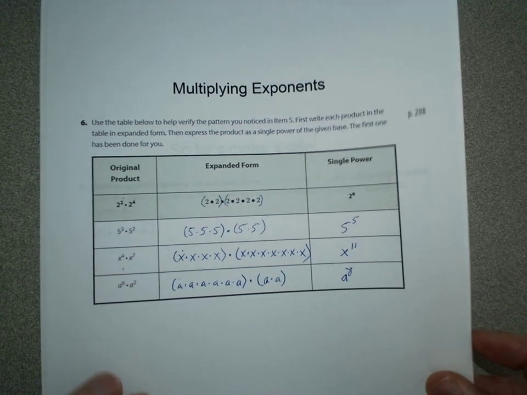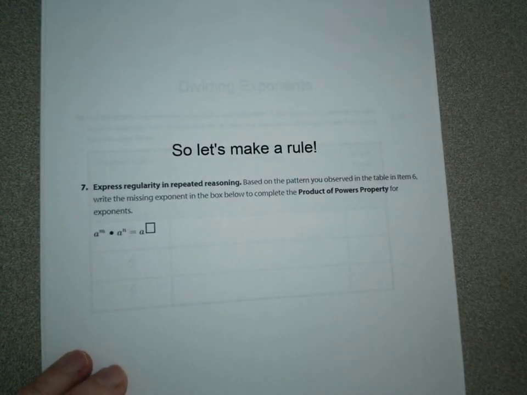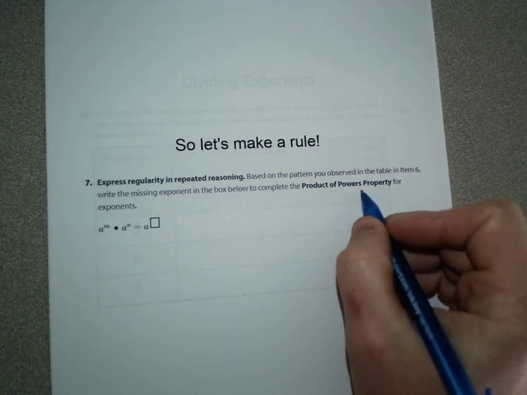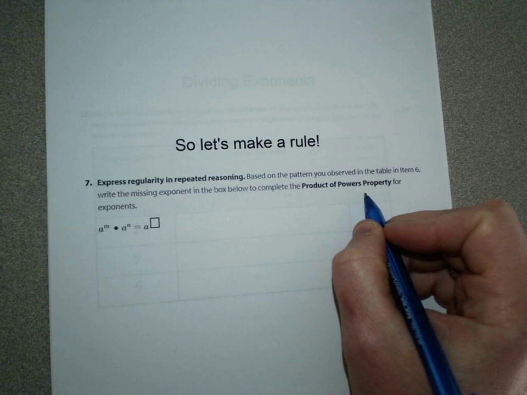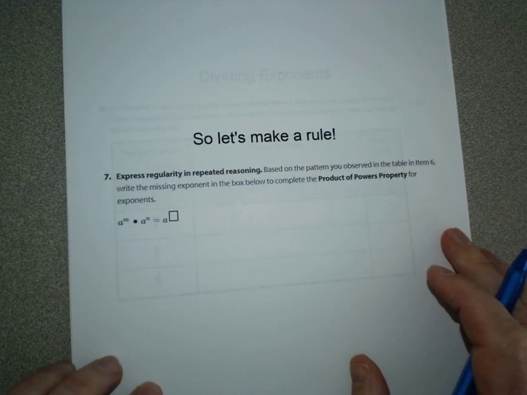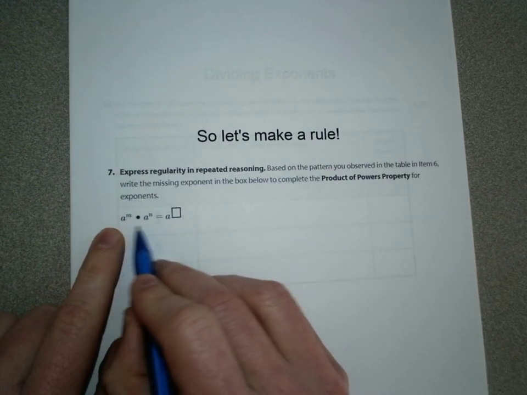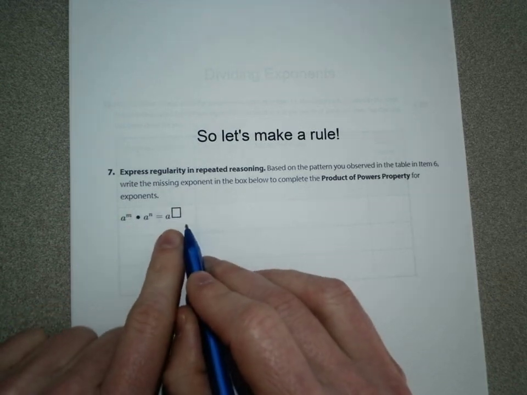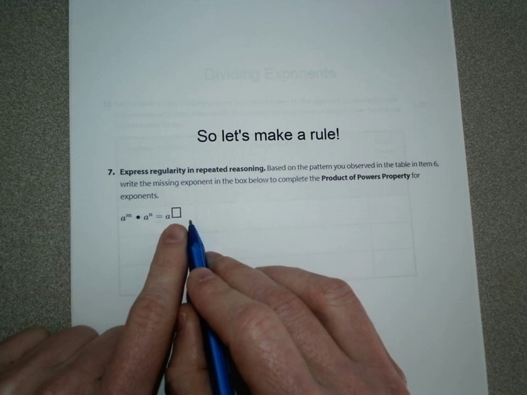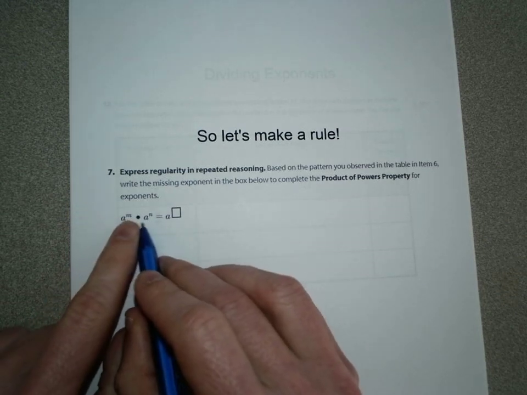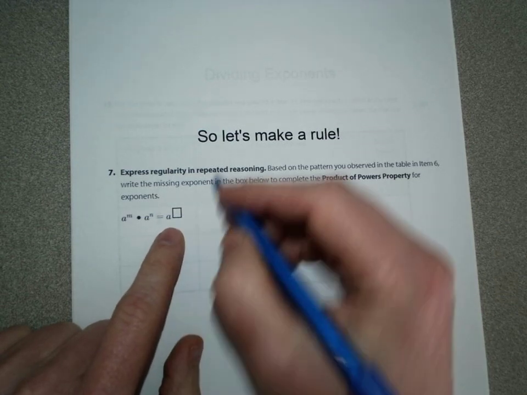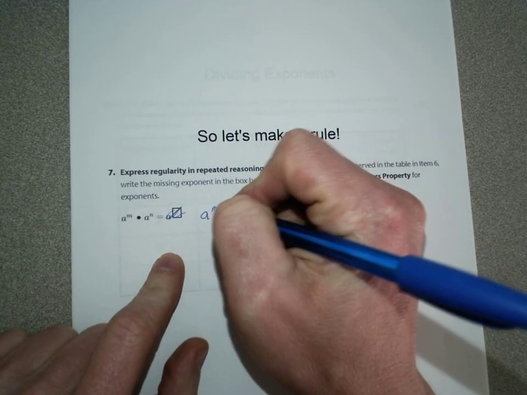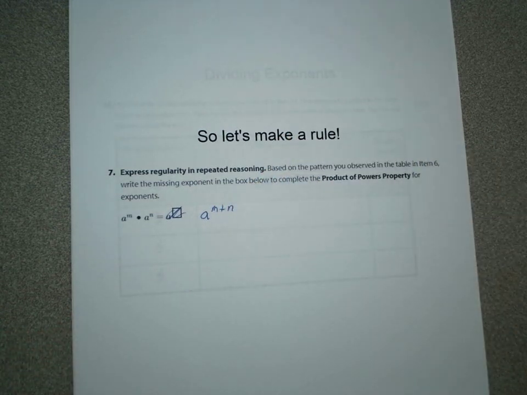All we're doing, and if you go to number 7, this is where we get our rule, and this is called the product of powers property. The product of powers property says that if you have two bases that match with exponents, you can get their product by adding those exponents together. So a to the power of m times a to the power of n equals a to the power of m plus n. I'm going to write it over here because that little box is not really big enough. And it's really important that you know this rule.